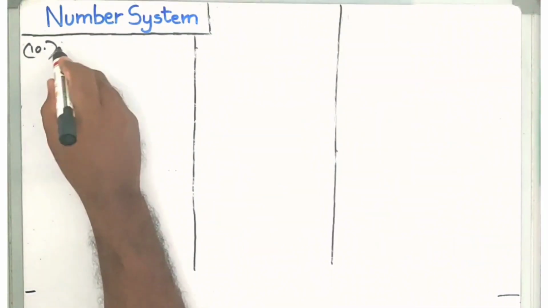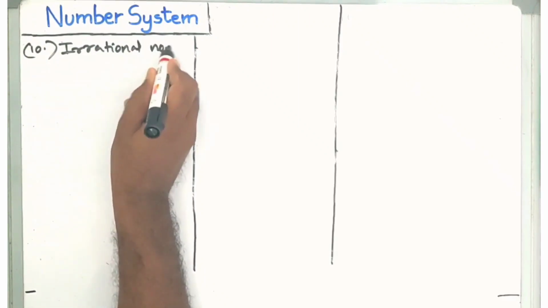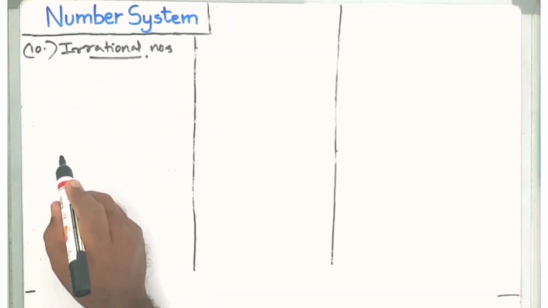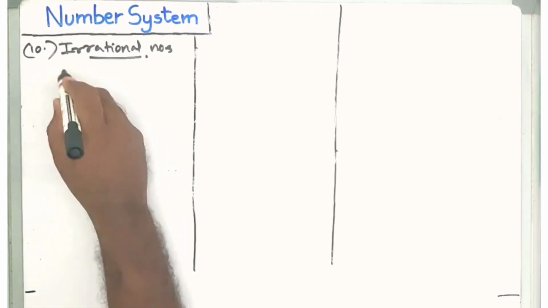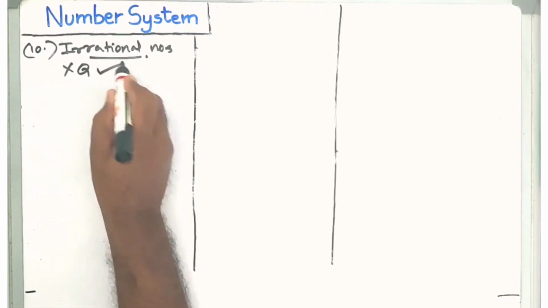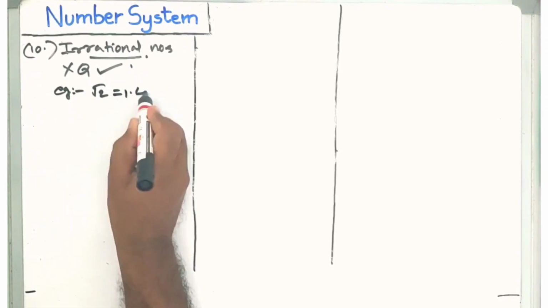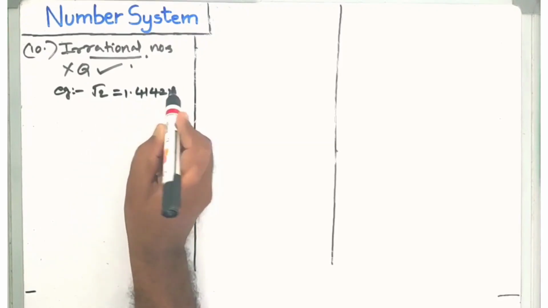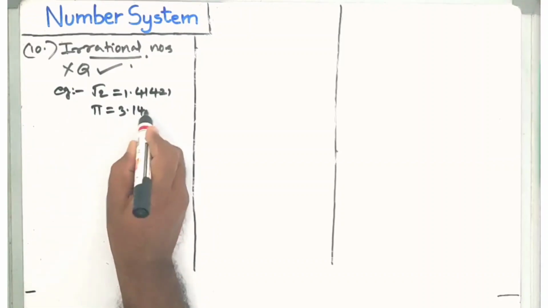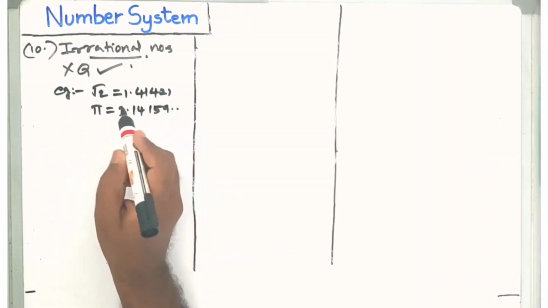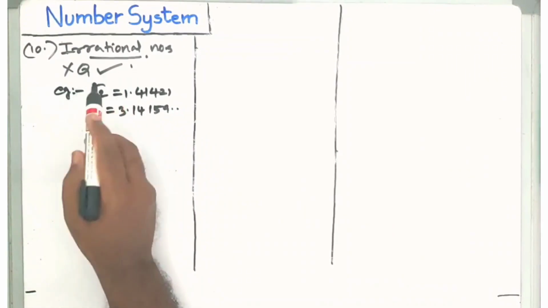So the next one is irrational numbers. What are irrational numbers? The numbers which are not rational numbers. Not rational numbers are called irrational numbers. For example, root 2 is equal to 1.41421, an irrational number. Then pi is equal to 3.14159, etc., an irrational number. So numbers which are not irrational numbers are rational numbers.